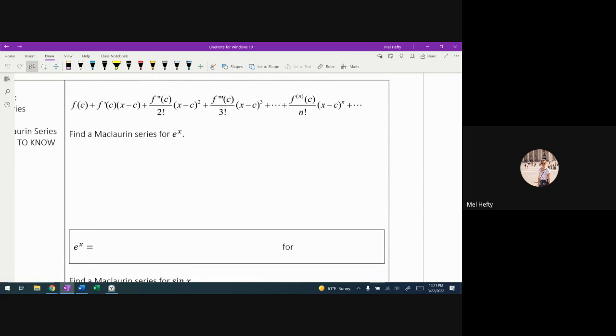So you guys ready to help now? All right, so if f of x is e to the x, what's f prime of x? What's f double prime then? How about f triple prime? All right, I feel like I'm seeing a pattern.